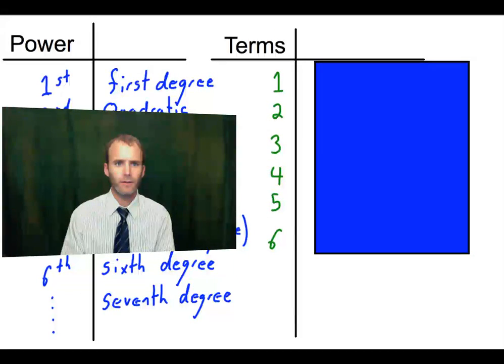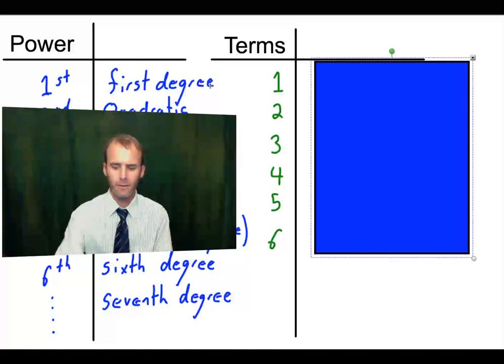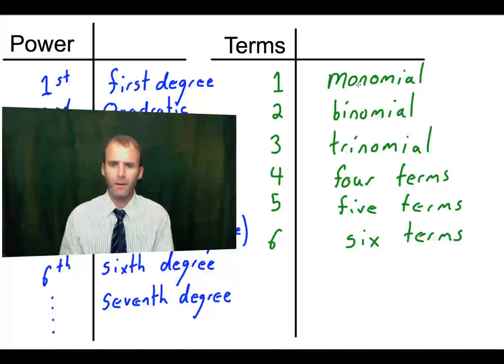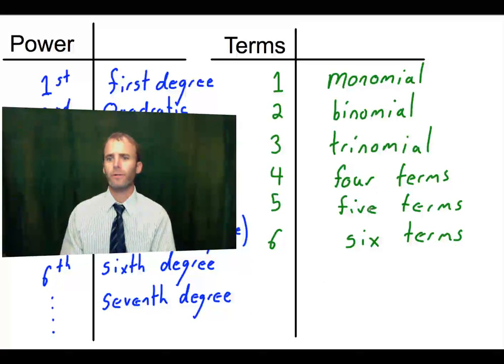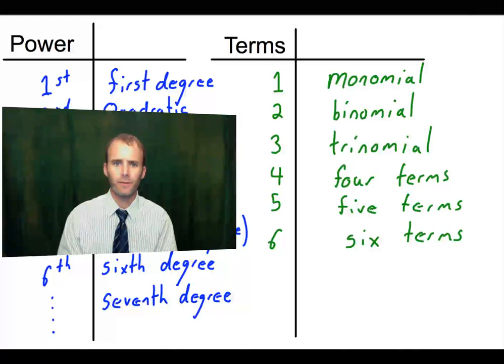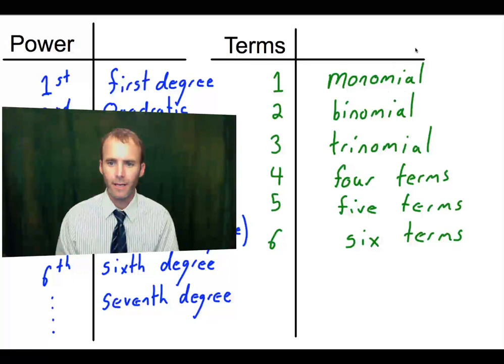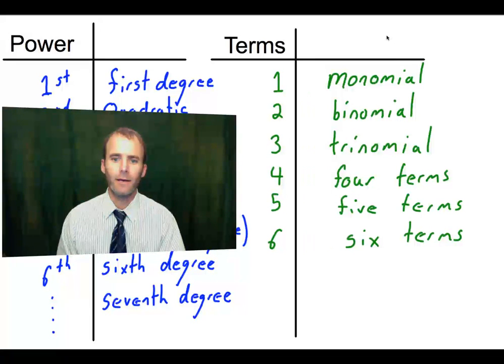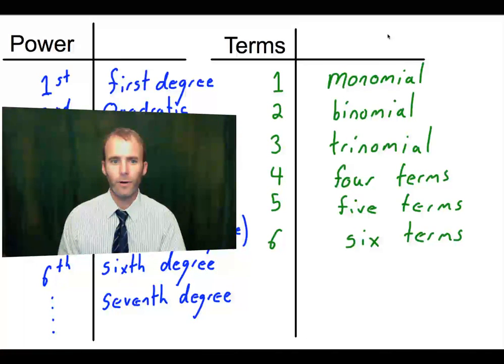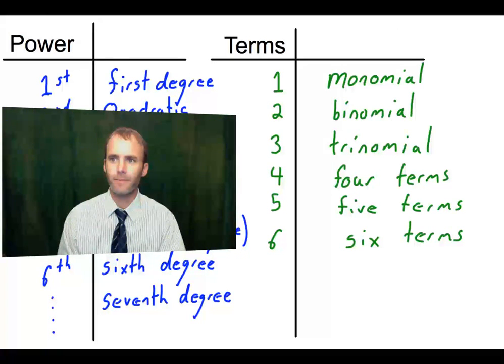Now for the terms, let's look at that. We have a first term is a monomial. Mon, the prefix meaning 1. Second term, binomial, trinomial, 4 terms, 5 terms, 6 terms, and so on. So take this chart down in your notes, and we will be using this terminology frequently, so you'll need to be able to understand when we say a cubic binomial or a quadratic trinomial, and you'll need to know what that means.